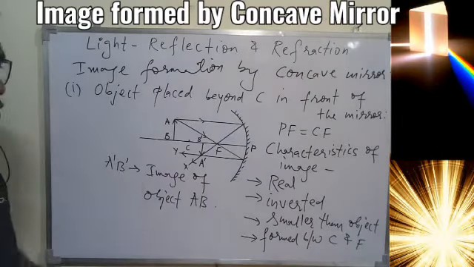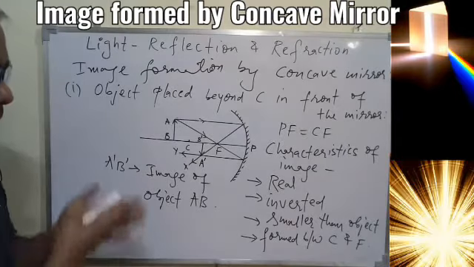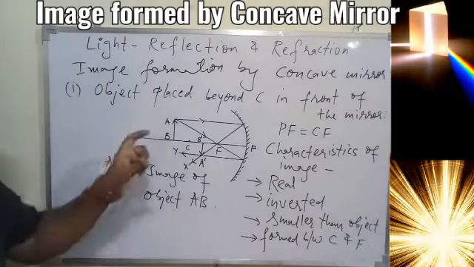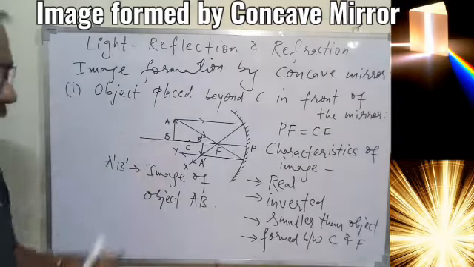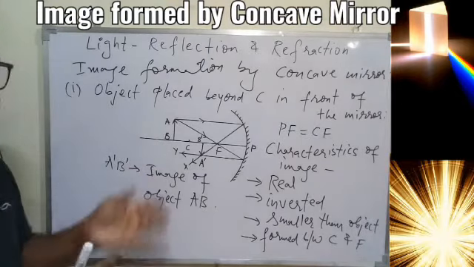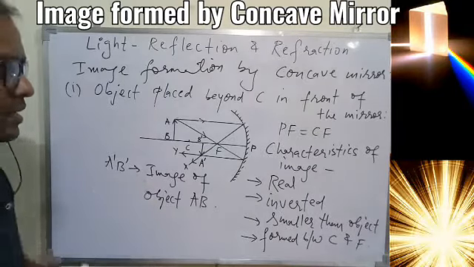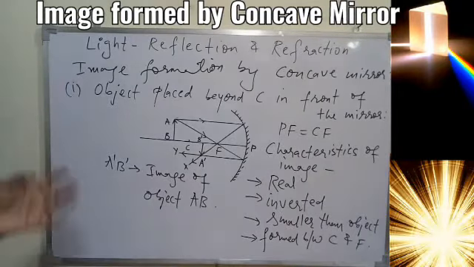I hope we understood the main characteristics of the image based on the diagram. Image is real, we understood why. Image is inverted, we understood from the diagram. Image is smaller than the object, that is also visible here, and image is forming between C and F. So these are the main characteristics of the image that we understand with the help of this diagram. I hope you understood this much, and now we'll go for the second case.